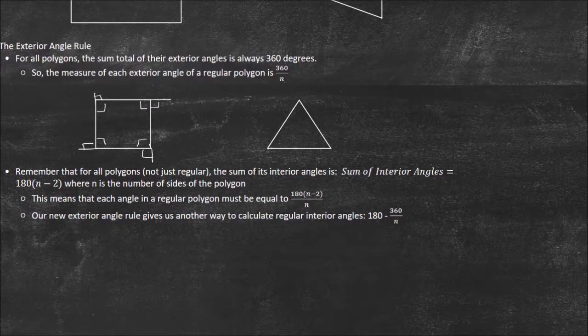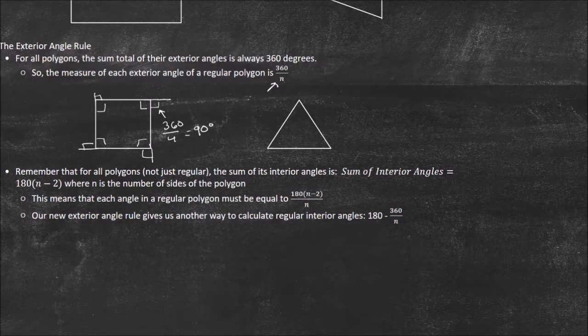So let's figure out what these are. Why are these 90 degrees? Well, let's plug in our formula here, 360 divided by n, because this is a regular polygon. 360 divided by 4, that gives us 90 degrees. And that's why all our exterior angles in a square are 90 degrees.